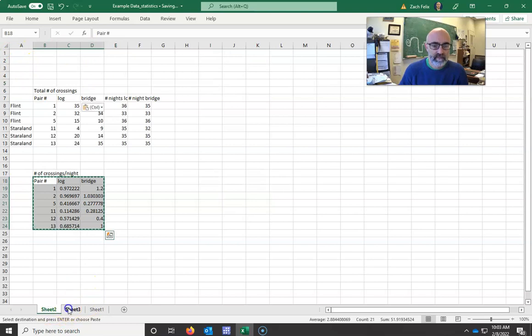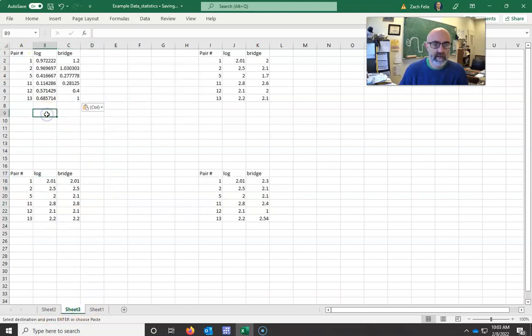Okay, here's our numbers from here. And so what we want to do, you want to do a few things. You want to calculate the average, so we're going to do log and bridge. We want to calculate the mean. And we want to calculate the standard deviation so that we can see how much variability there is. And the other thing we're going to calculate is the p-value. We'll do the descriptive statistics first.